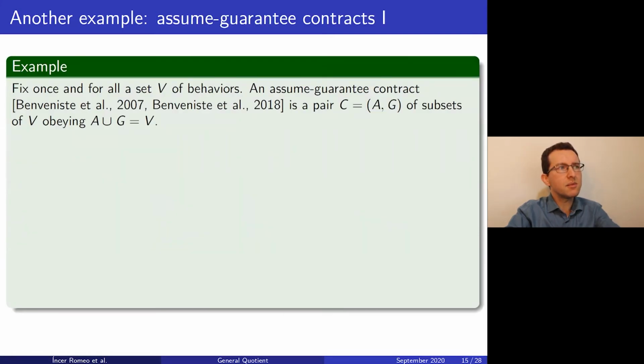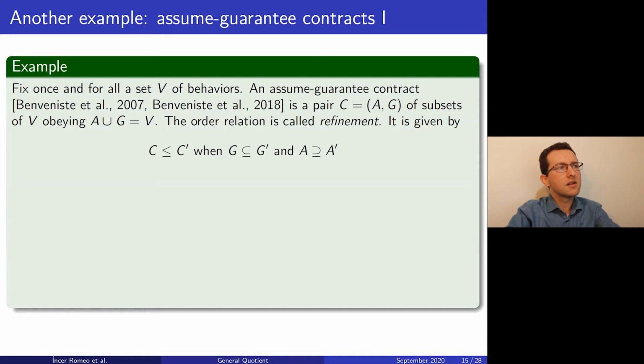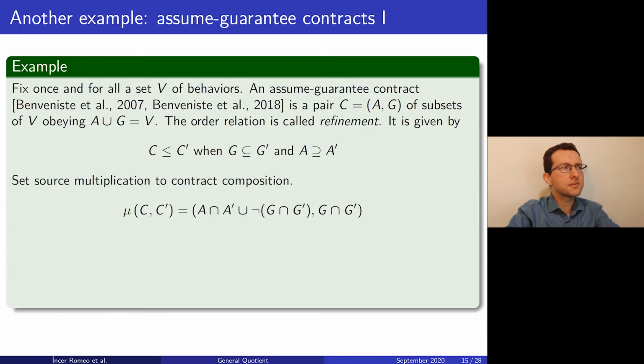There is a theory by the name assumed guarantee contracts that looks as follows. Let's fix a set V of behaviors. An assumed guarantee contract is a pair A, G of subsets of V that obey that expression: A union G is equal to V. Assumed guarantee contracts have a notion of a partial order. This is called refinement, and it is given by that expression. And we can set our preorder to that partial order.